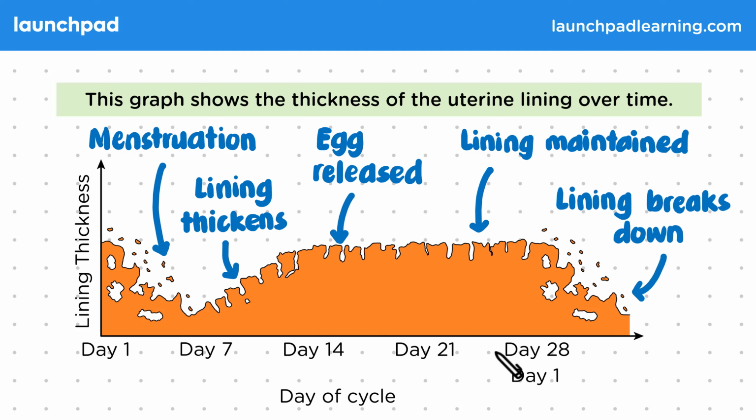So day 28 is also day 1 because remember, the cycle repeats. So at the end of the cycle, it begins again with menstruation. We count day 1 at menstruation because it's the easiest stage to identify in the cycle.